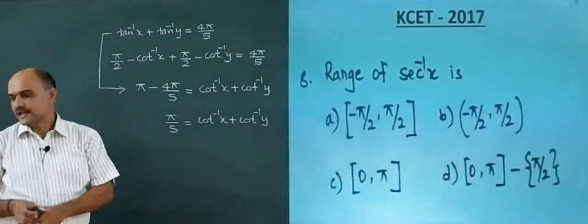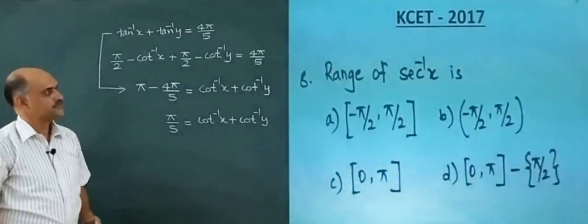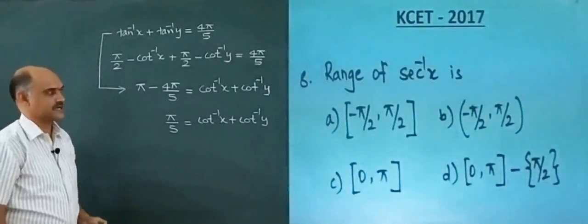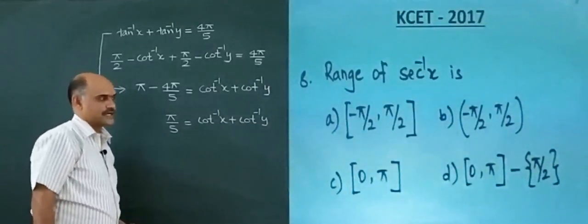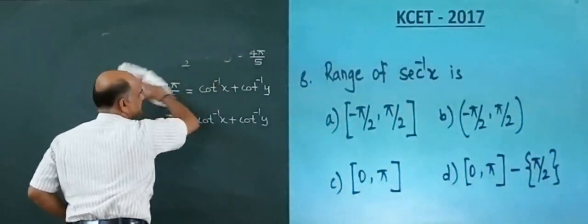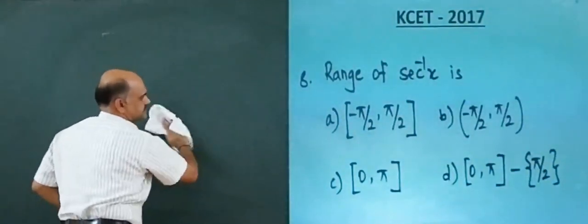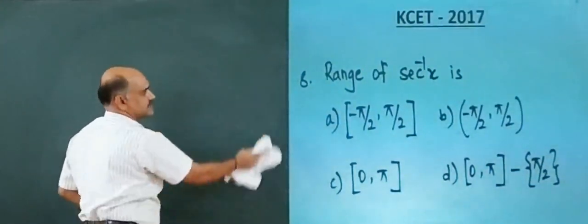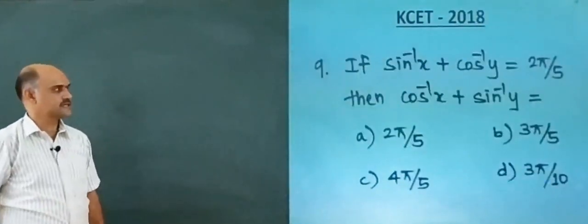So this is direct, as you know it, range of secant inverse x is. So which one you can recognize? Else you can go to theory, you will be able to recognize it. Answer is D. That is range of secant inverse x.